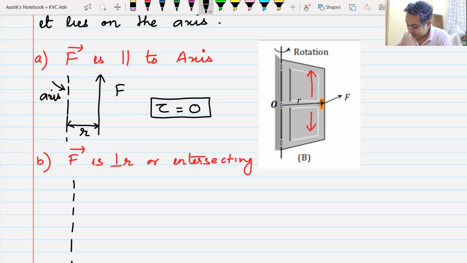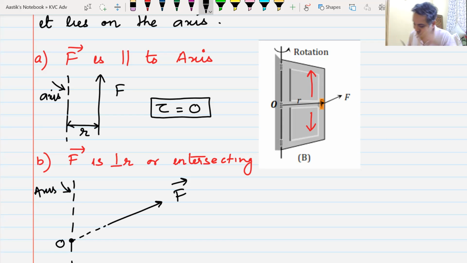This is your axis. And this is your force. And if I extend it, it intersects at the point O. What is the torque of this force about this axis? R into F, sir. No. If you are into F, well done. The torque is also 0. It cannot produce a torque about this axis also.